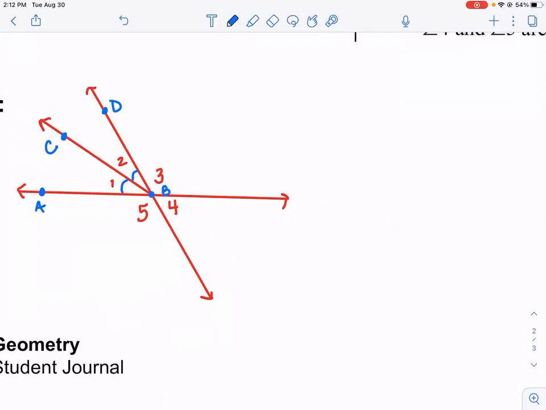Carson, give me one thing that you can draw a conclusion from that picture. Okay, which means 5 and 3 are congruent. 5 and 3 are vertical angles, so we know that 5 and 3 are congruent. Okay, cool.